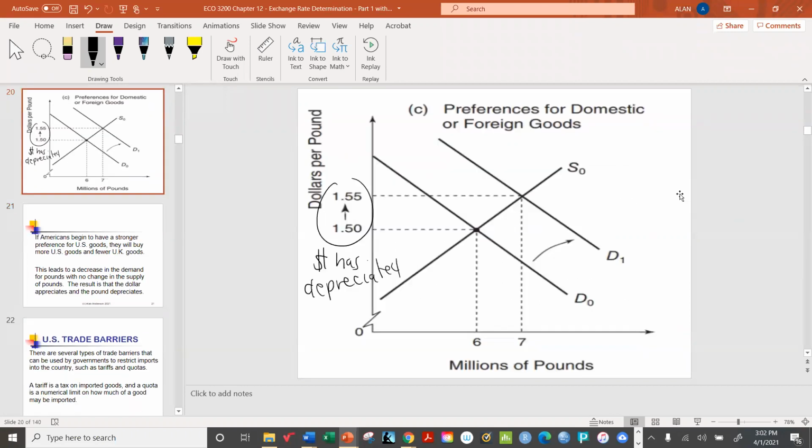Obviously, this can go both ways. If the Americans change their minds and they decide that they want fewer British goods, the demand curve would shift to the left and we'd have a stronger dollar.